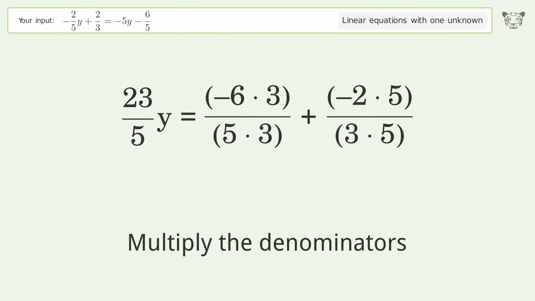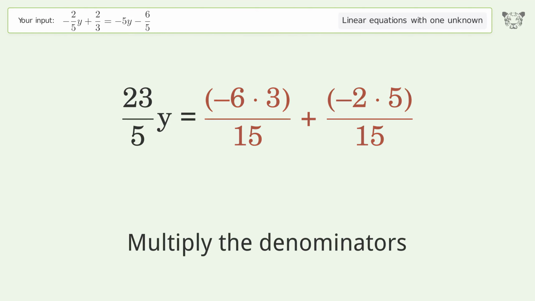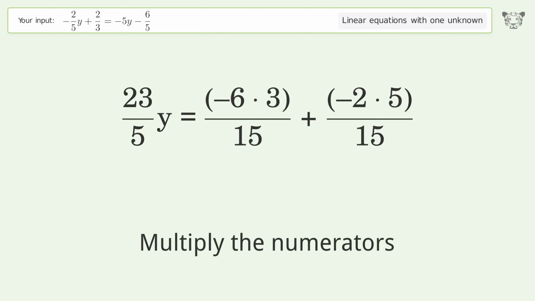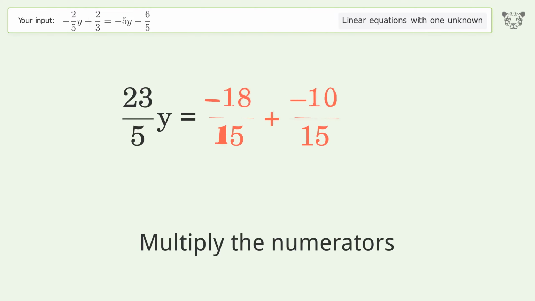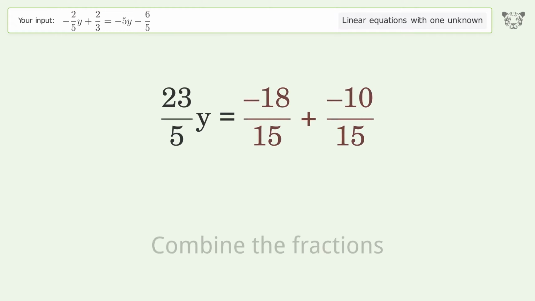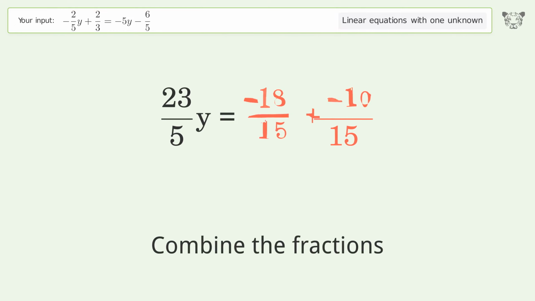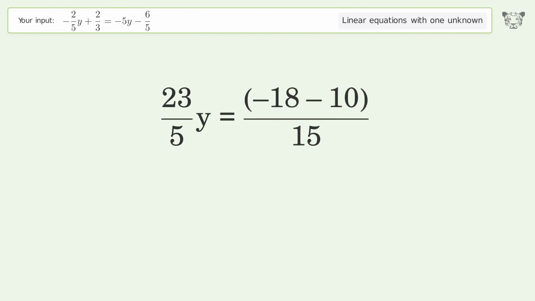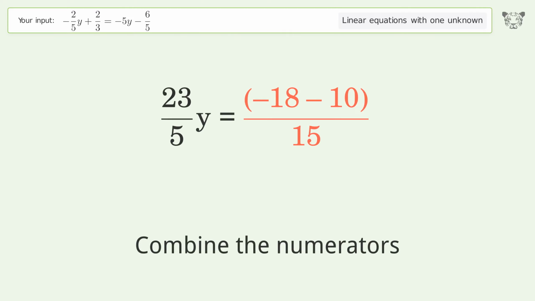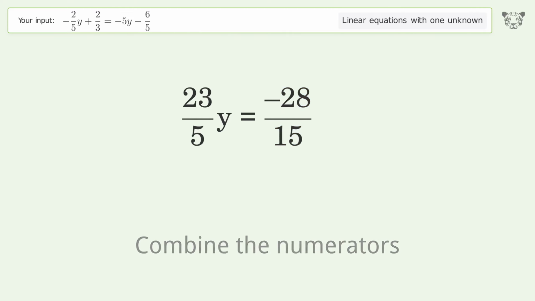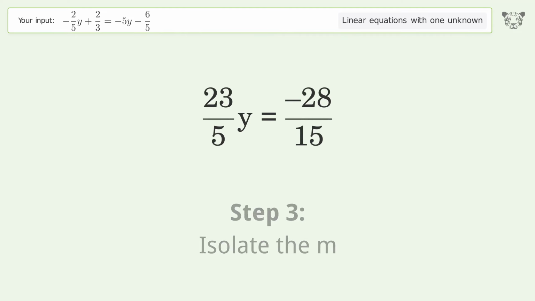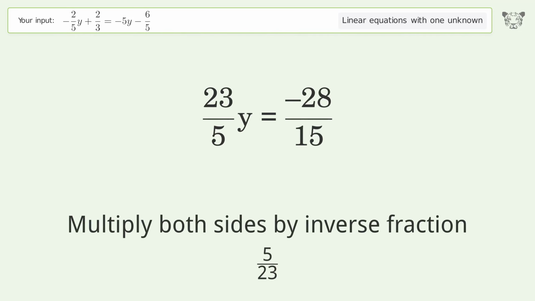Multiply the denominators. Multiply the numerators. Combine the fractions. Combine the numerators. Isolate the m. Multiply both sides by inverse fraction 5/23.